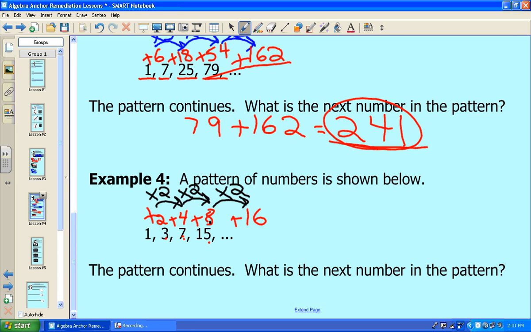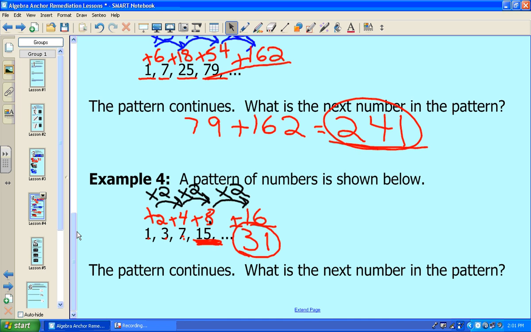So 16 is what's being added on to the 15 that's right there. So you add 15 plus 16 and you get 31. So the next number in the sequence is 31. 1, 3, 7, 15, and 31.